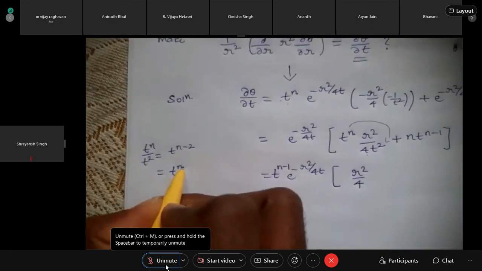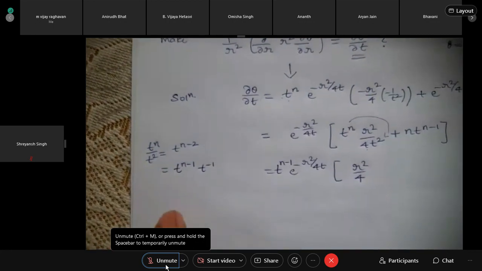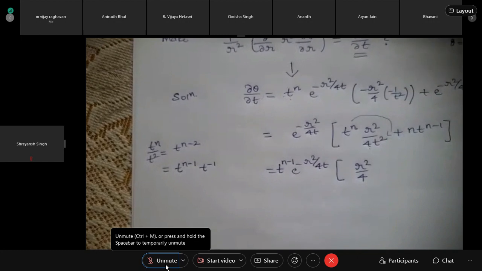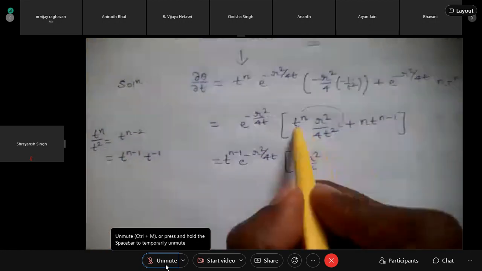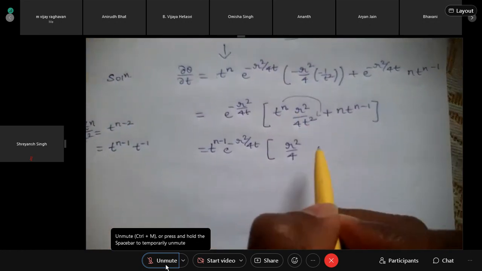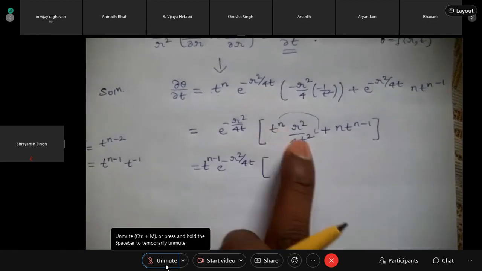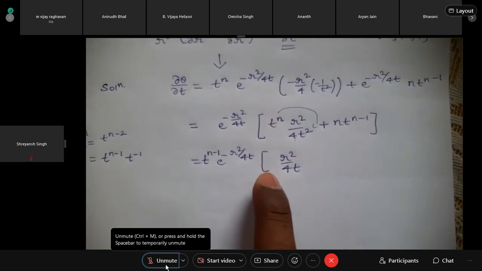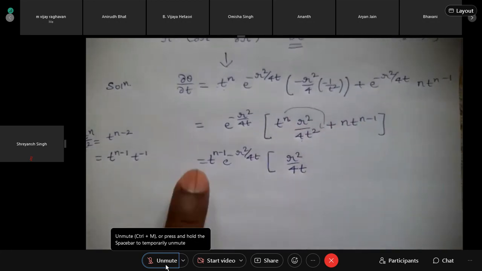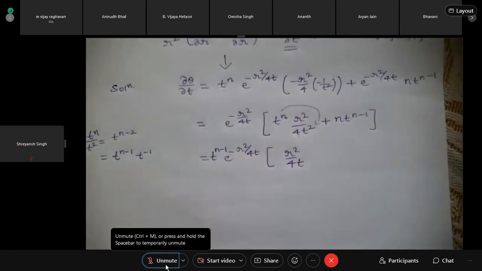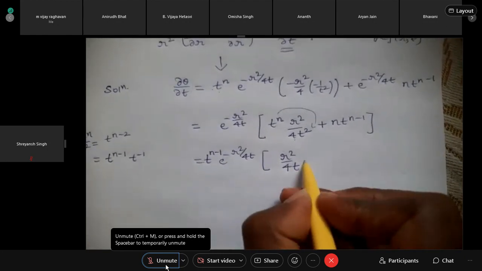Next step, what I will do here is I will write it as t to the power of n minus 1 and t power minus 1. I will just use the law of indices here. So this term will become t power n minus 1 divided by t. Can we write t power n divided by t square as t power n minus 1 divided by t? Since t power n minus 1 is common, I have shifted it outside these two. What else should be there in the first term?